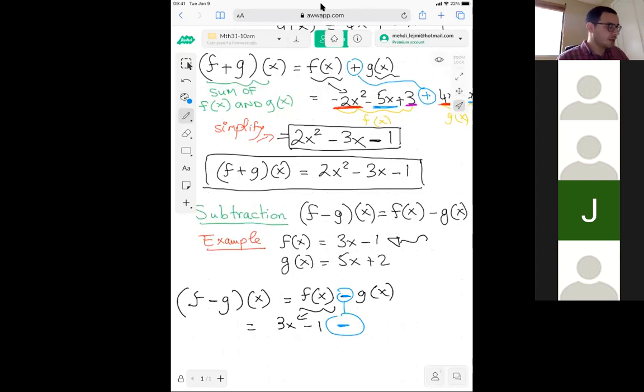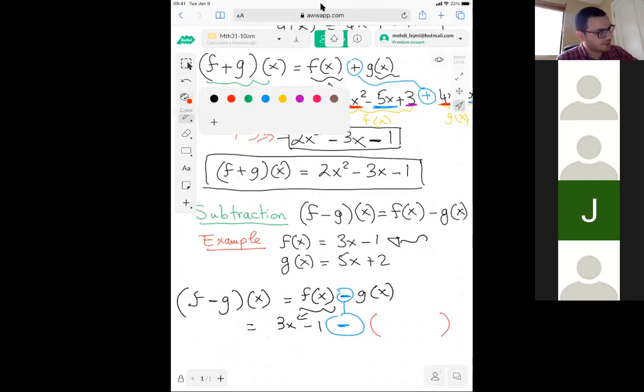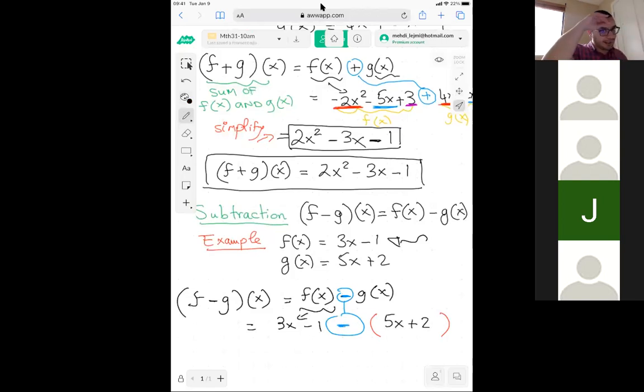Now, for g of x, you need to put the g of x between parentheses, because otherwise you're going to get the wrong sign. It's important, guys, that you put the g of x between parentheses. Inside the parentheses, I'm going to put g of x, which is 5x plus 2. The parentheses are important because when you distribute the sign, it's going to change the sign. If you have minus plus, that will be a minus.